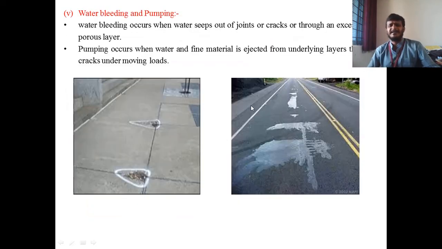So next, water bleeding and pumping. In most cases we come across mud pumping in concrete roads. We shall see what exactly this water bleeding or mud pumping is. Water bleeding occurs when water seeps out of the joints or cracks or through an excessively porous layer. When I say joints and cracks, it is regarding concrete pavement, but when I say porous layer, this relates to flexible pavement. Pumping occurs when water and fine material are ejected from the underlying layers through cracks under moving loads.